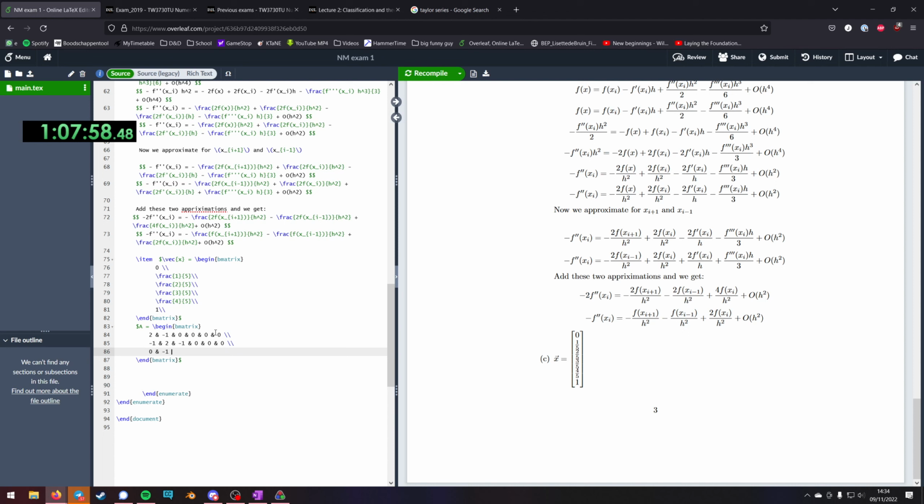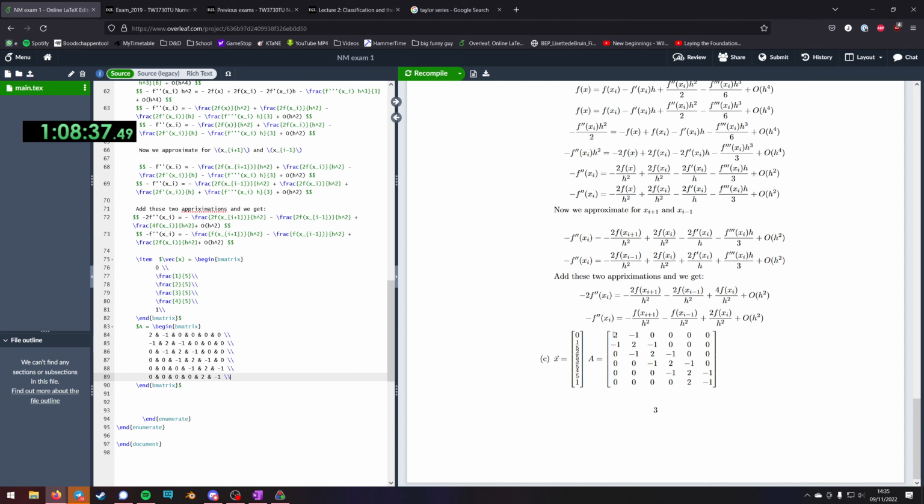During the exercises, I wrote a Python program to do this for me because I'm very lazy. But for now, it's smaller, so it's not worth it. Negative 1. Base 0. Negative 1, ampersand 2. Wait, no. Negative 1, negative 1, and the last one, 0, 0, 0, 0, 2, negative 1. Right. Big old matrix. Am I wrong? Yes. These two should be turned around.